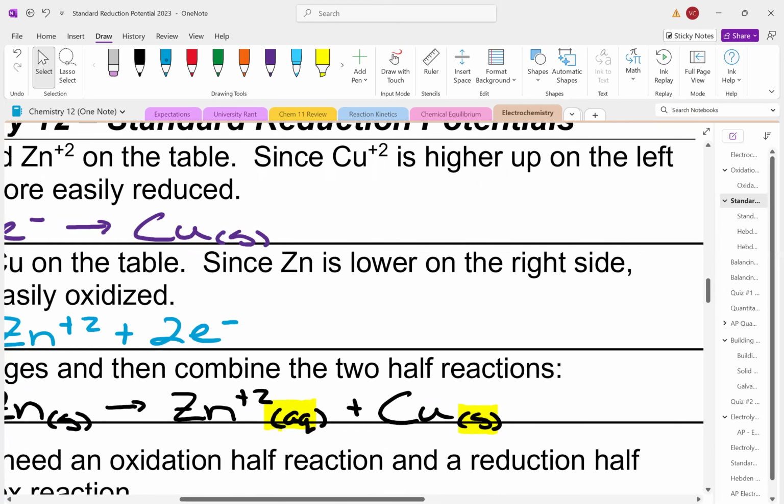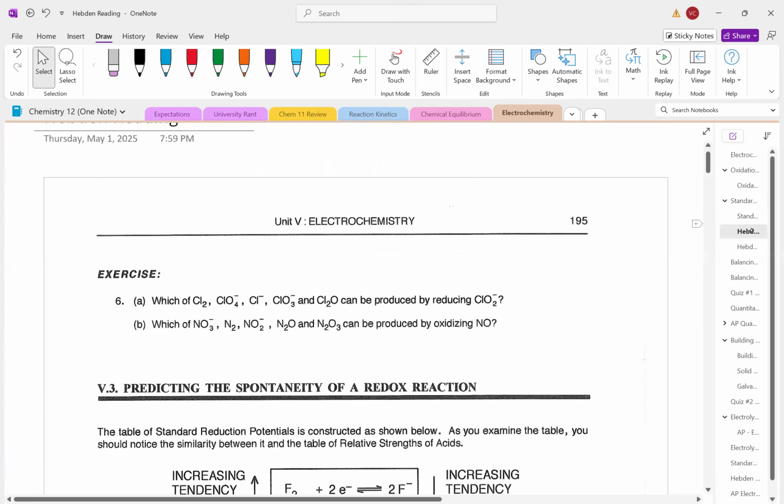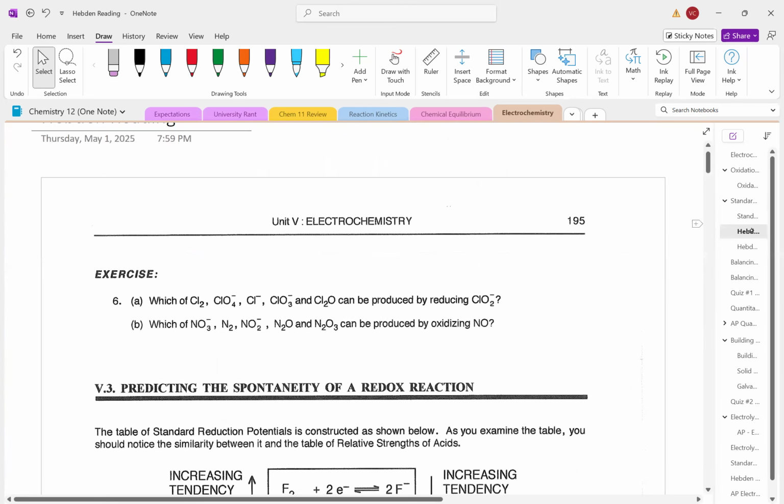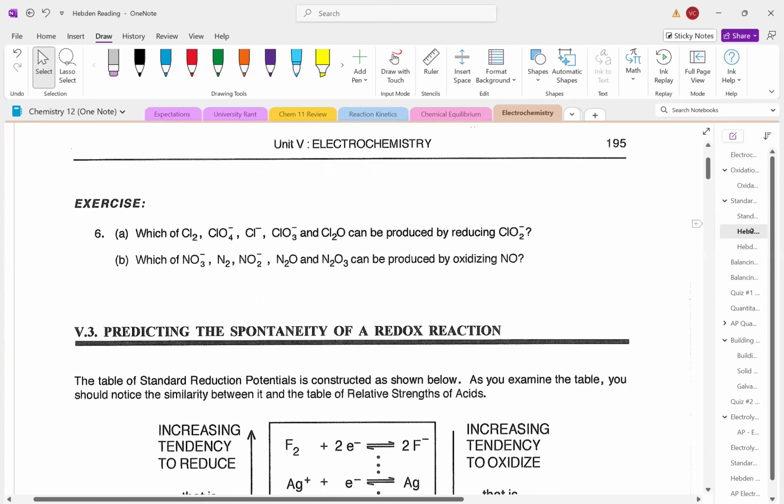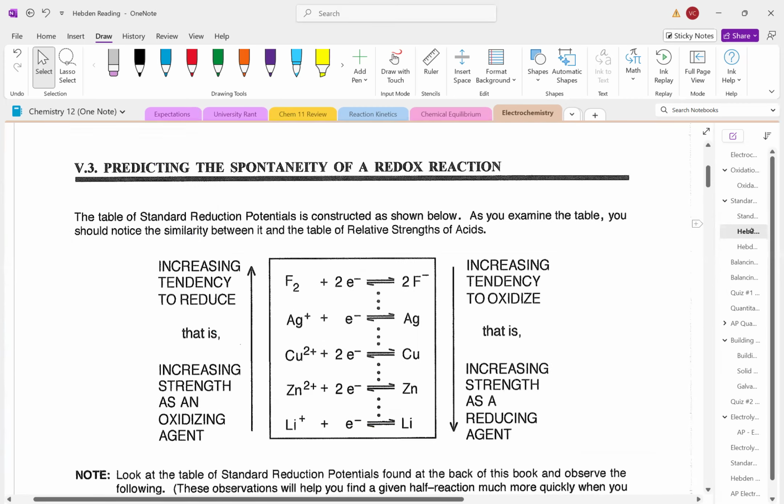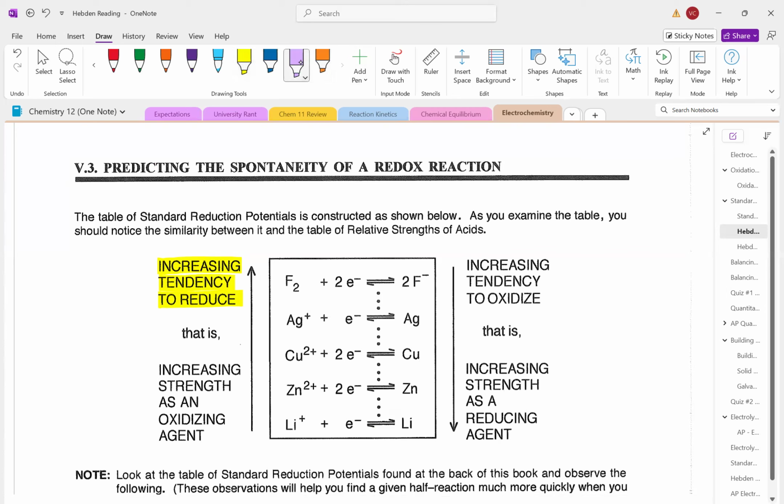Okay. Now, when you take a look in your Hebden textbook, on page 195, in section 5.3, they go through that the tendency to reduce is on the upper left and the tendency to oxidize is lower right. So the tendency to reduce, notice, is on the upper left, while your tendency to oxidize goes down in the bottom right. Again, this is like your acid-base table.